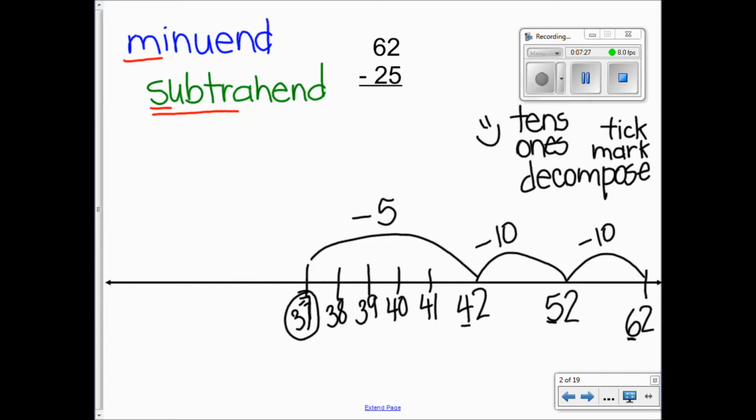Now let's talk a minute. Let's use math language. We don't call it the answer. Turn and talk to your partner and see if you remember. What do we call the answer when we subtract? Turn and talk.